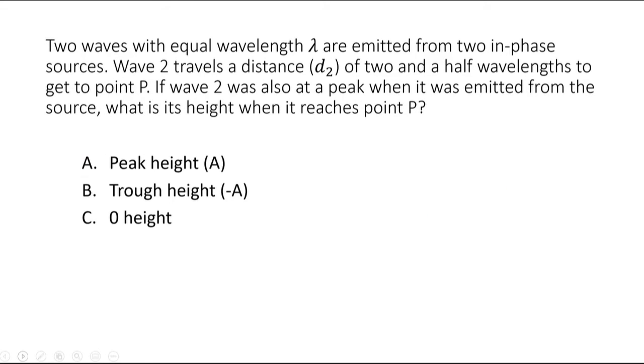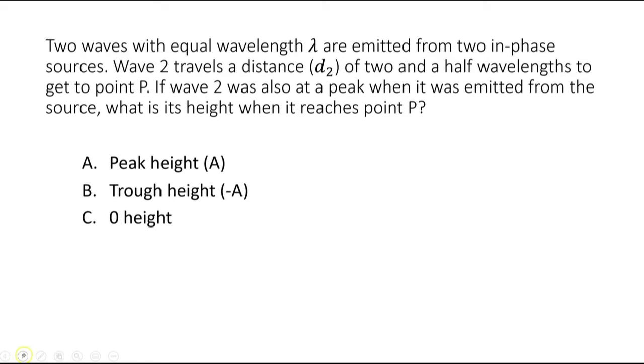All right, now let's think about wave number 2. So wave number 2 is also going to be emitted at a peak at the source, and then it travels a distance of d2 that's equal to 2.5 wavelengths to get to point P. And now we want to know what is the height of wave 2 when it reaches point P.